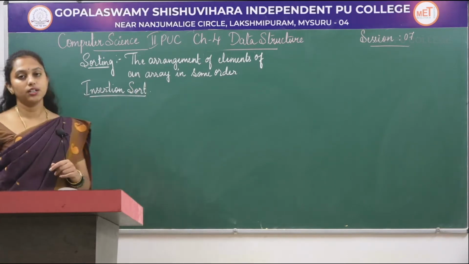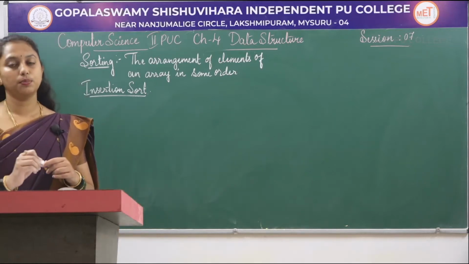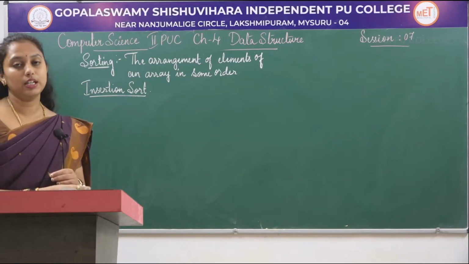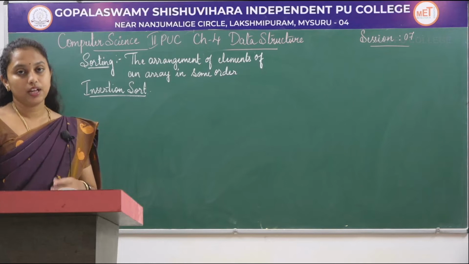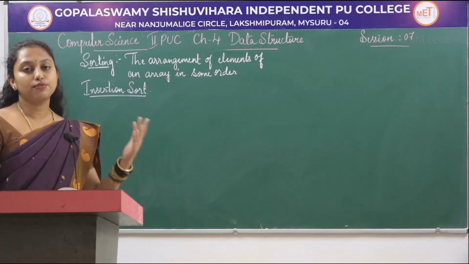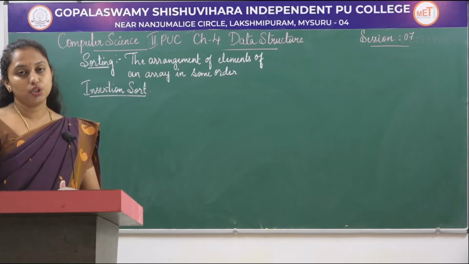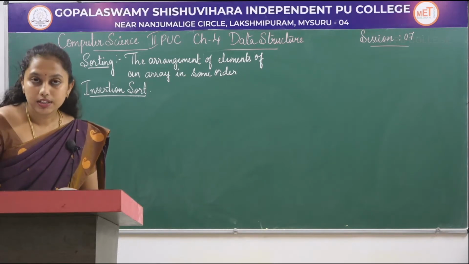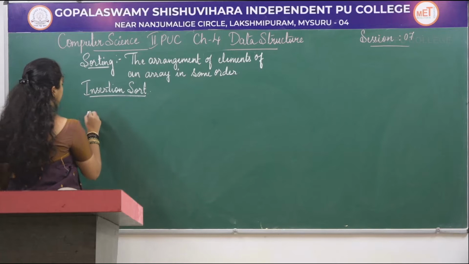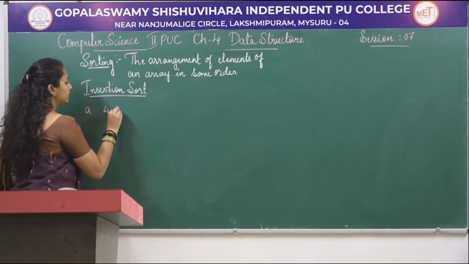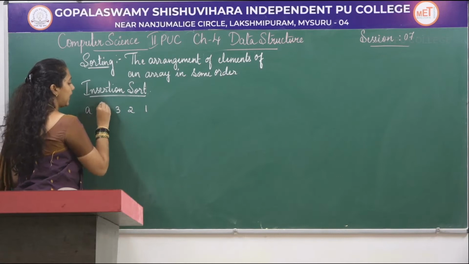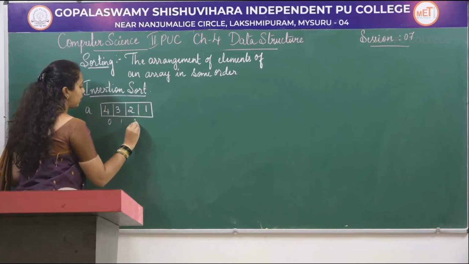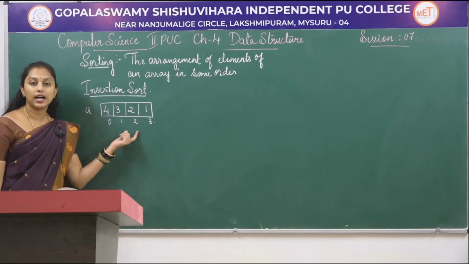In insertion sort, the first element is considered to be in the correct position, and the next element is the key element. We compare it with the elements to the left of the key element, and we interchange the values if it is lesser than the key element. Consider an array A that contains 4, 3, 2, 1 as its elements. Using insertion sort, we are going to sort the array elements.